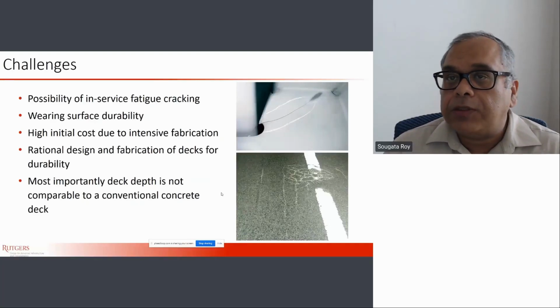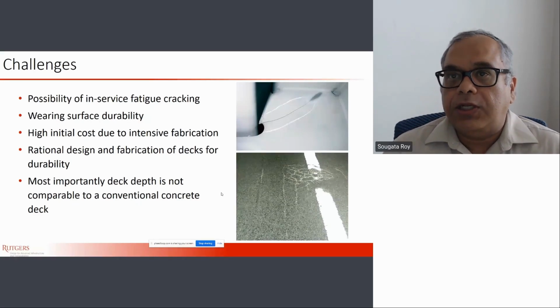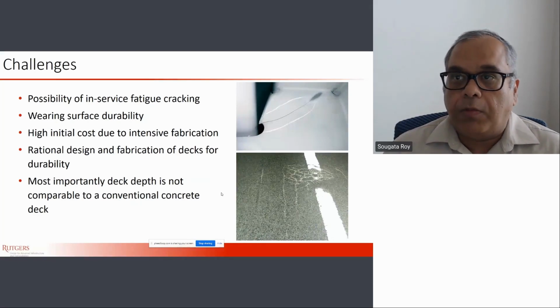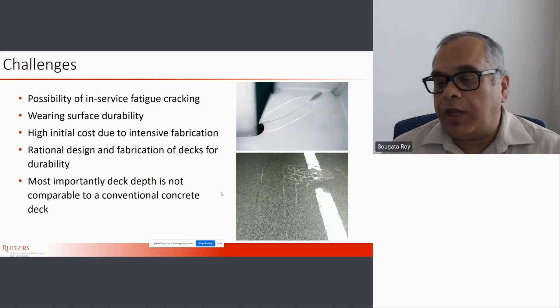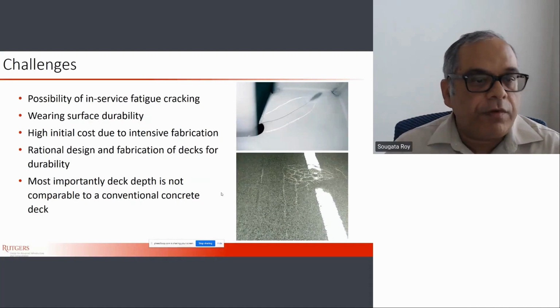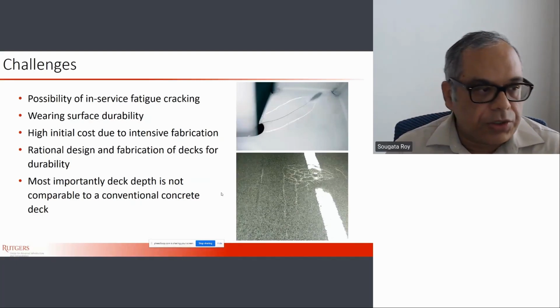The other issue is wearing surface durability, because the wearing surface is now connected to a dissimilar material, the steel surface, and often there is a challenge of keeping it on the steel surface if there is not proper bonding. Also, fatigue happens in the wearing surface because of the flexibility of the deck plate. So that issue is also somewhat addressed or resolved, but at the same time it is something that needs to be paid attention to.